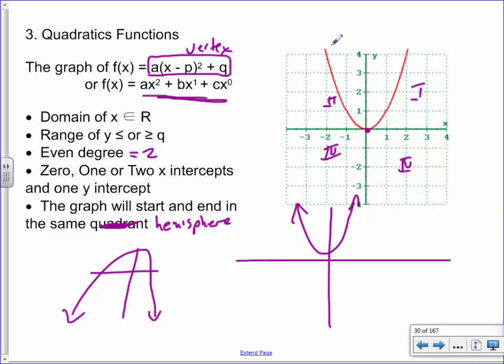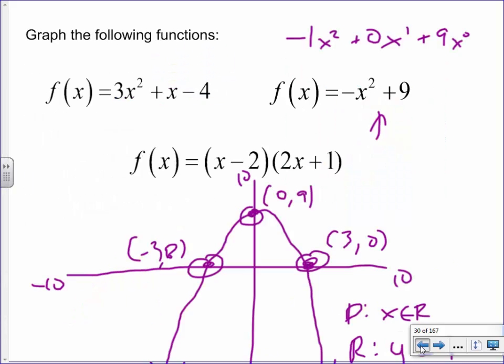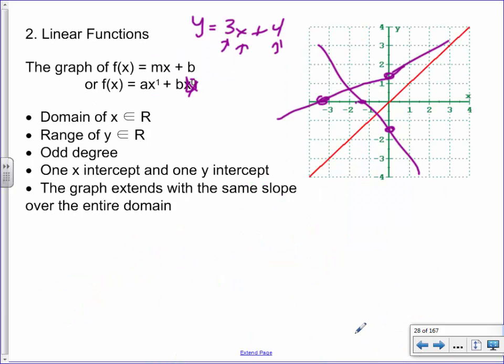And by that I mean, if the graph starts up top, it's going to have to turn around and end up at the top again. Does that make sense? And let's say the graph starts down here at the bottom. If it starts at the bottom, it's going to end at the bottom again. How does that compare to this last one right here? Does it start and end in the same hemisphere? No, it goes across the graph.